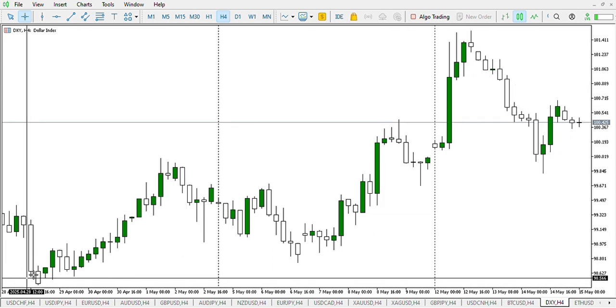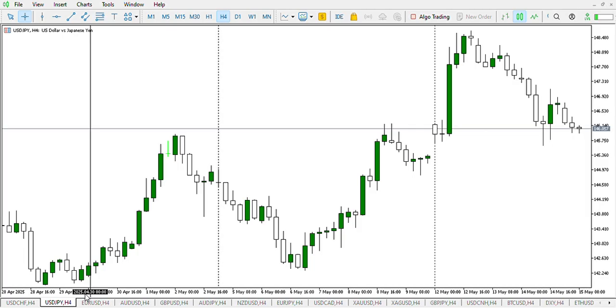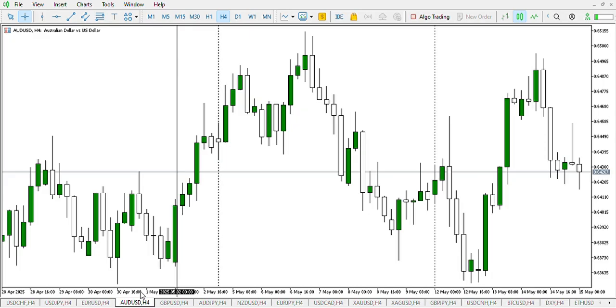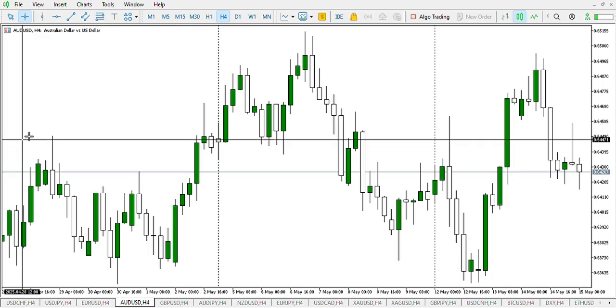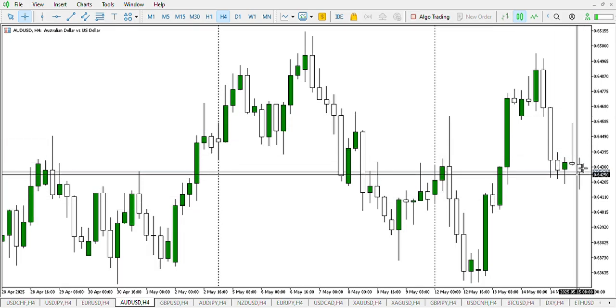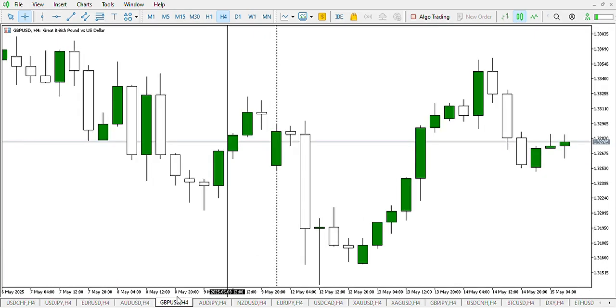To recap all, on the USD CHF, we ignore this pair. USD JPY, we look out for a buy if all rules are met. Euro USD, we look out for a sell if all rules are met. AUD USD, we look out for a sell as we have an accumulation, a manipulation to the upside, and a distribution down. If all rules are met, which is already met, we look out for a sell. On GBP USD, we look out for a sell if all rules are met.